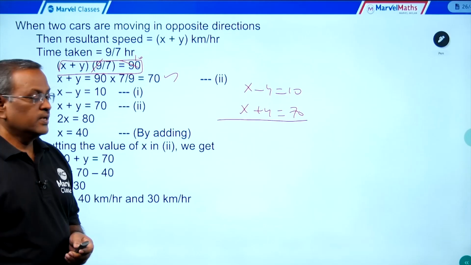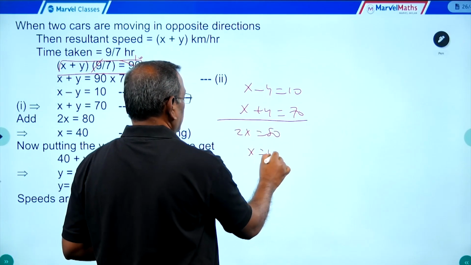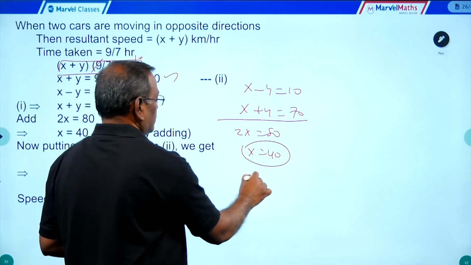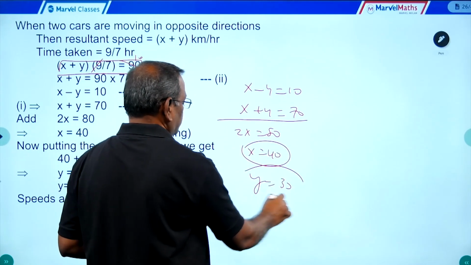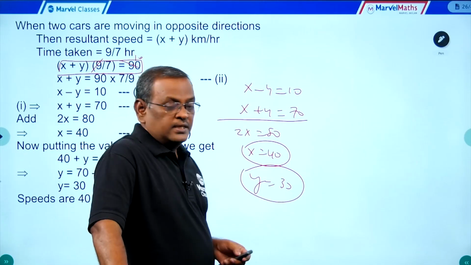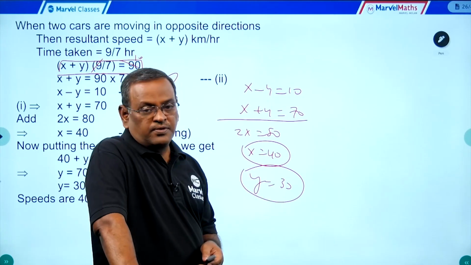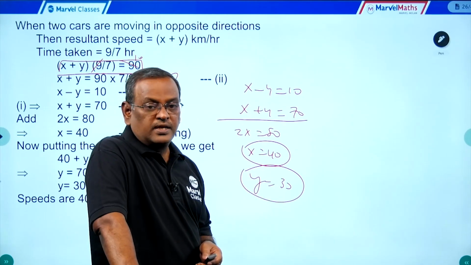Solve these two linear equations. If you add these two, 2x equal to 80, x equal to 40. When x equal to 40, y equal to 30. So the speed of the car starting from point A, that is car C1, is 40 km per hour, and the car C2 starting from point B is 30 km per hour.